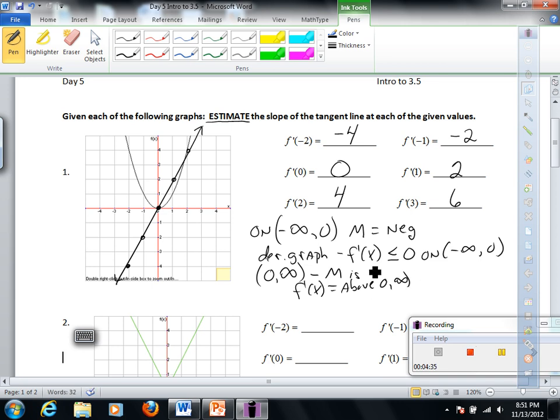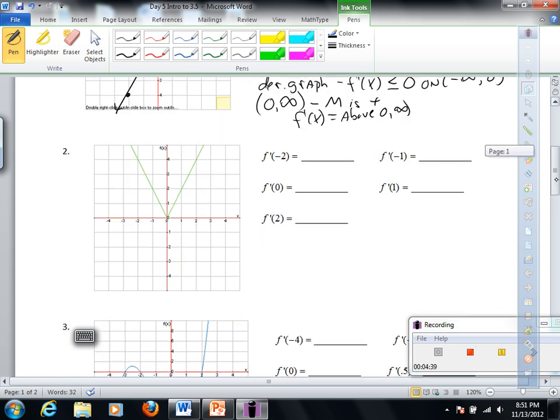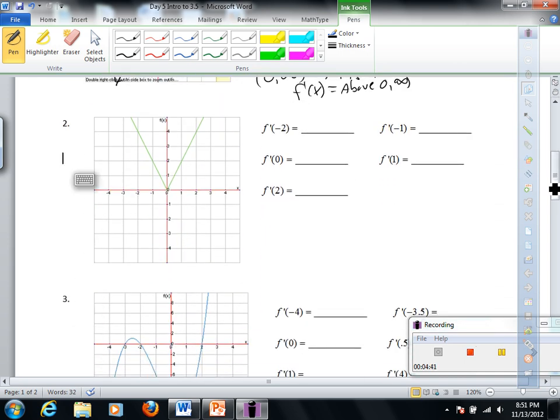We'll try to put all those things together as we go. Here's my number 2. There's an absolute value graph. Something I know before I do anything: remember, if a graph comes to a point, then the derivative does not exist. So at 0, there is no derivative. I know when I graph this in a little bit, it's going to be discontinuous at 0.